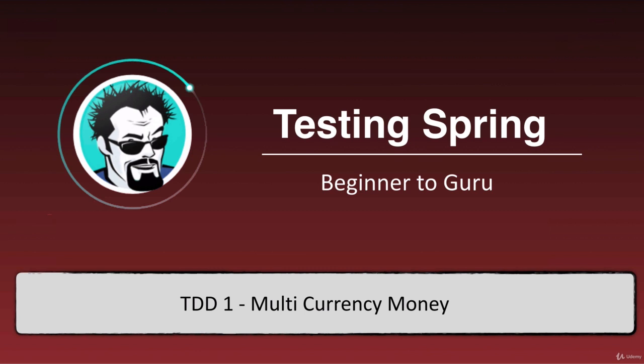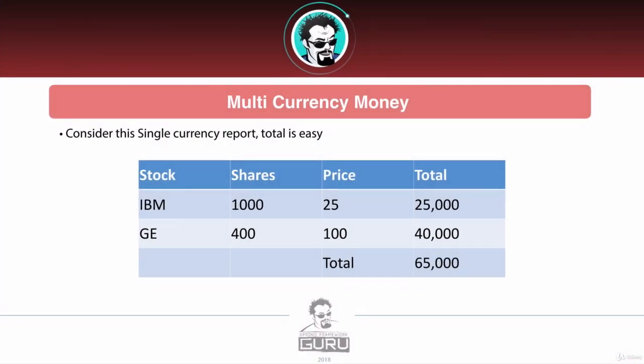In this video, we are going to take a look at the first chapter out of Test-Driven Development by Example, chapter 1 on multi-currency money. So let's set up the stage here and take a look at this report. We have a stock, a number of shares, price, and total.